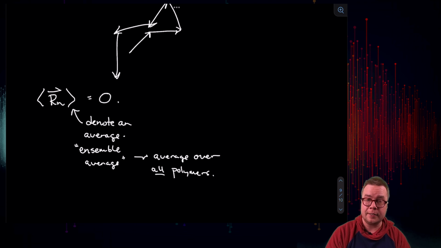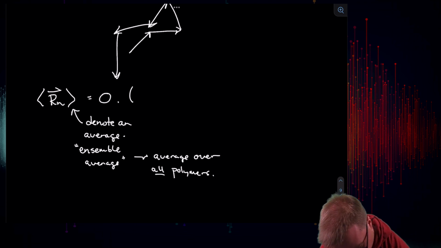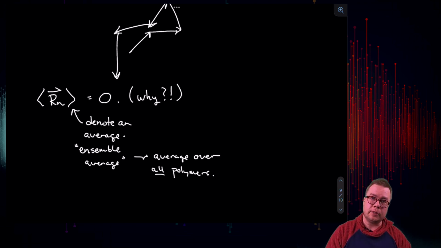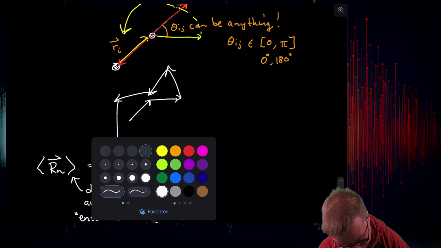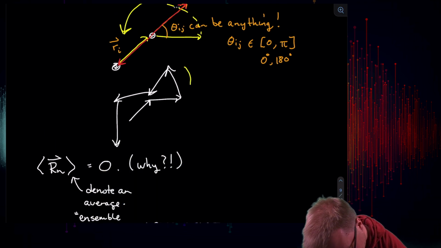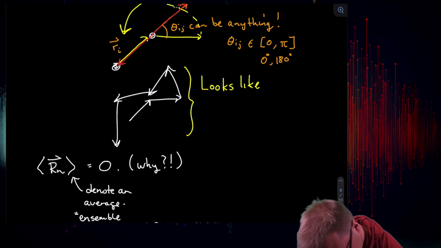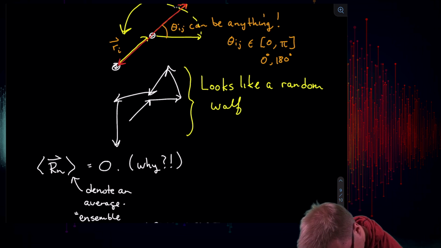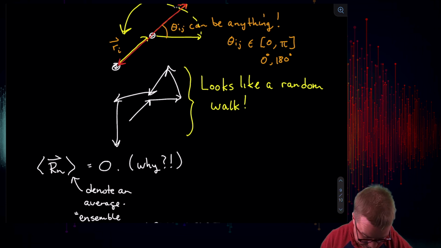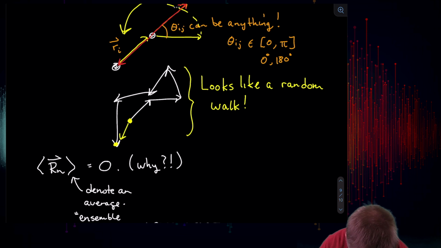Okay, so that's problematic, and this is why we're going to use the HoloLens. Why on earth would that be equal to 0? Well, let's look at it a couple different ways. One way is if we look up here, this thing looks like a random walk. So what I'm interested in is how far away is my chain end from where I started.